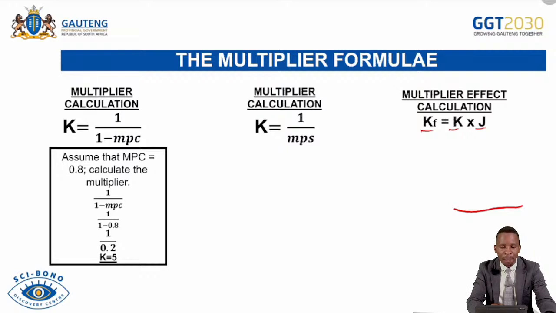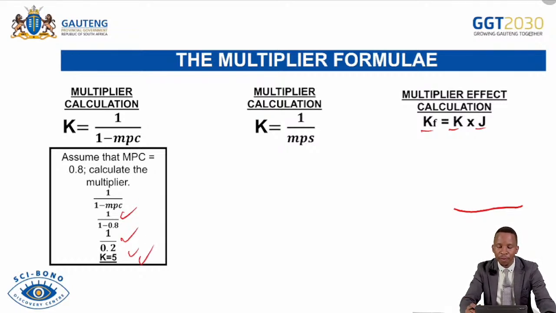Assume that MPC is 0.8, calculate the multiplier. So if the MPC is 0.8, we say 1 over 1 minus MPC, and then you substitute: 1 over 1 minus 0.8, and then 1 over 0.2, you get your 5. This will be out of 4 marks if required to calculate. So the value is 5.